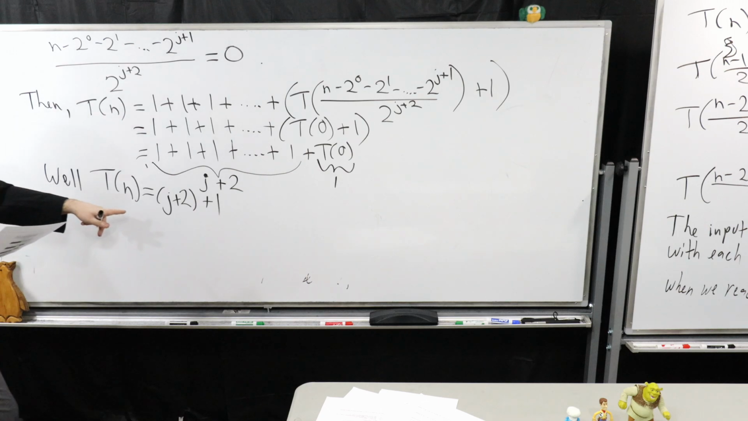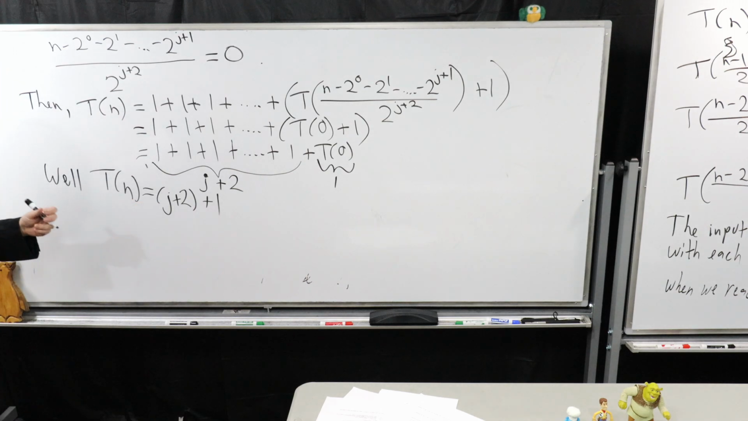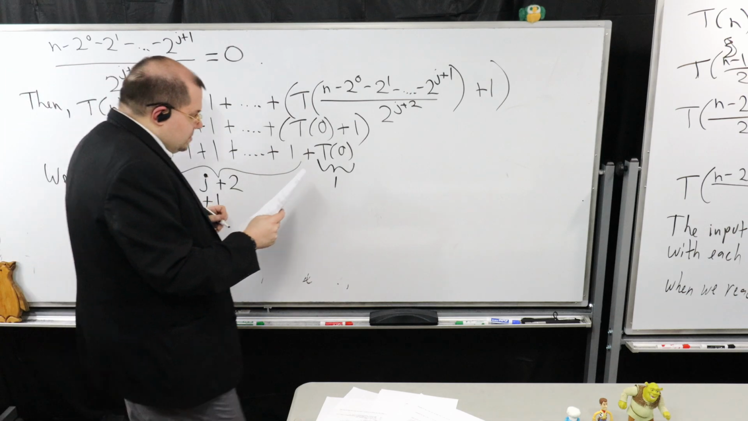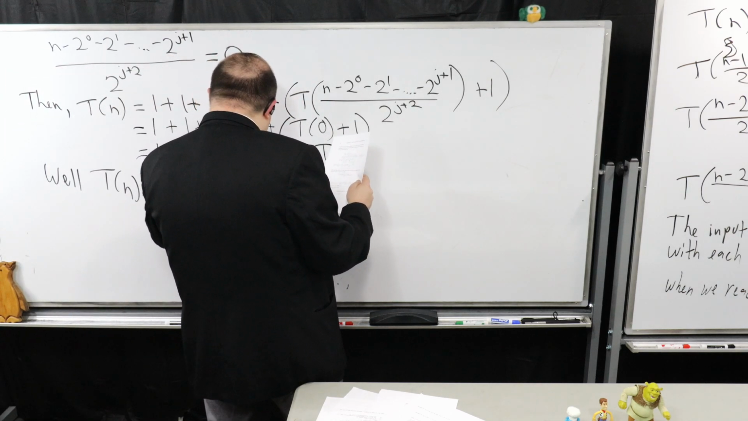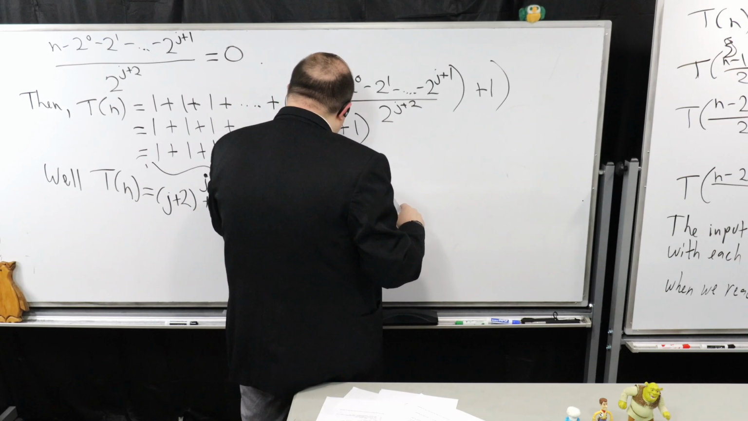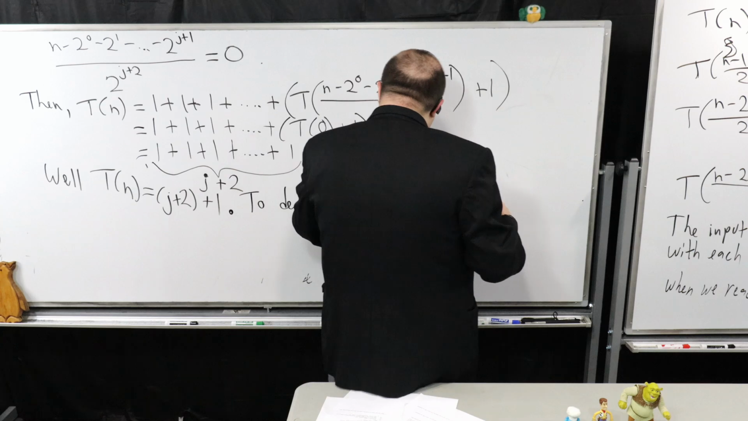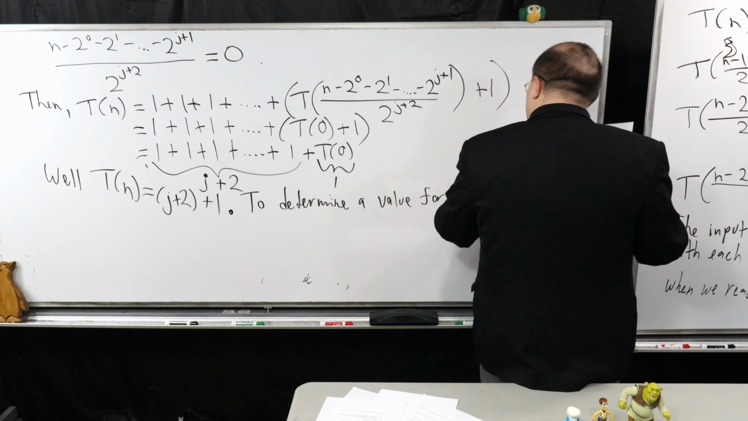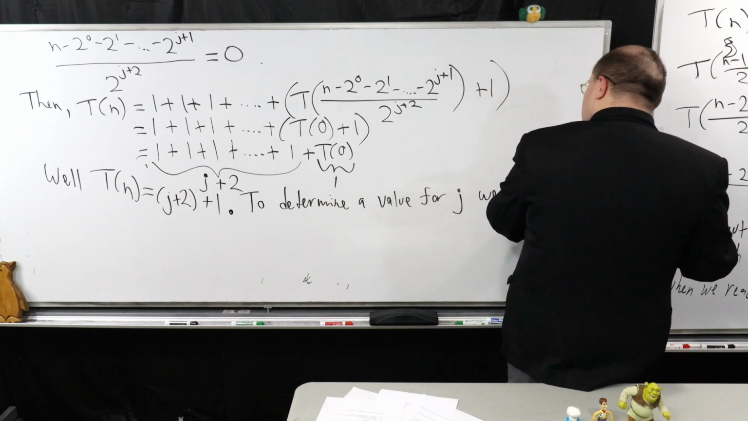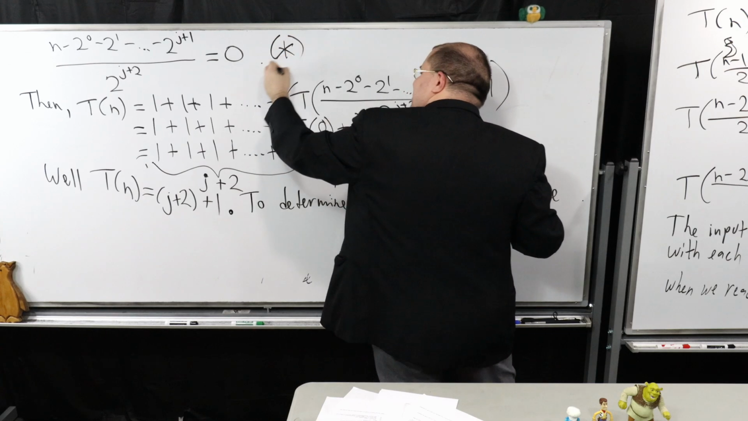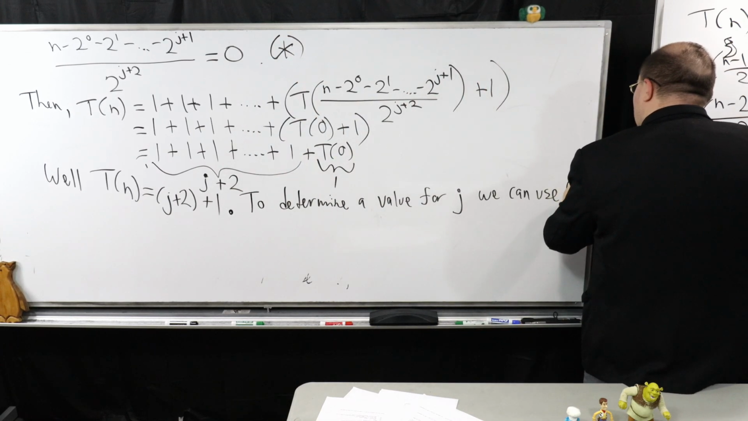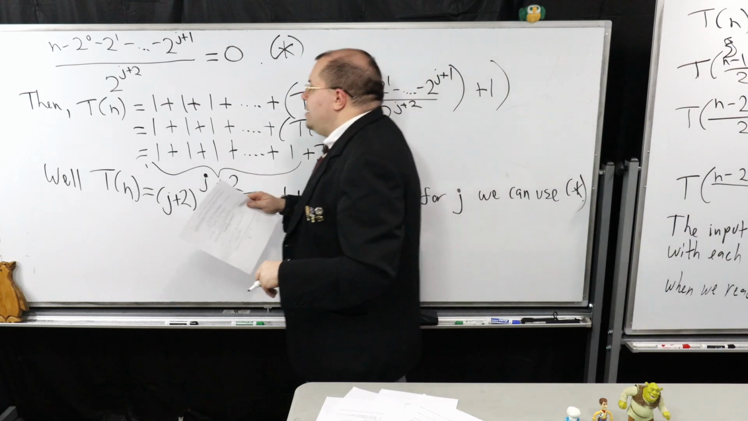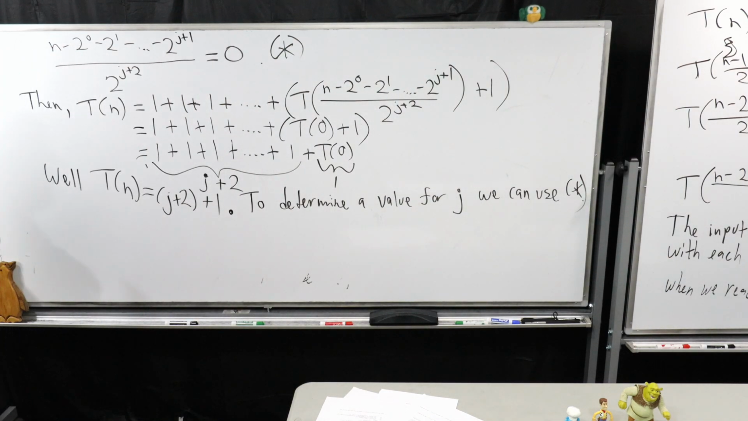Now I have something involving j here. I would like to know something about n. So now watch this. To determine a value for j, I'm going to give this a name. I'll call this equation up here star. We can use star, because look at this. It has j. It has n in it. So notice n sitting right here. J is over there. I'm just going to do some fun algebra.